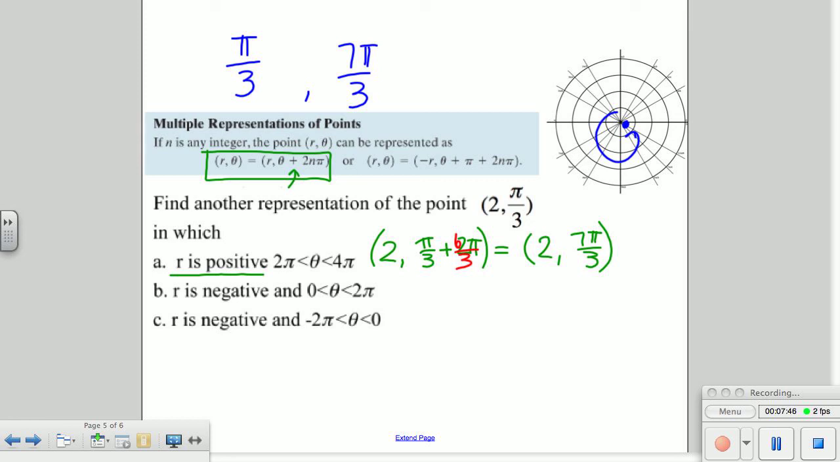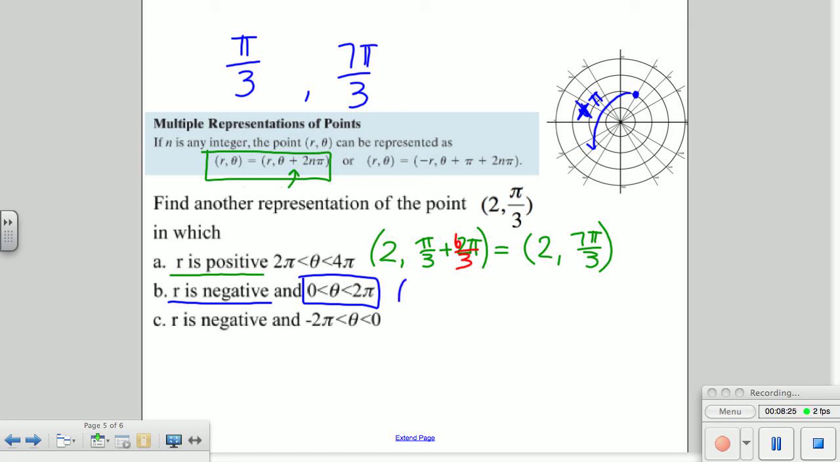Now, I want to change it just a little bit. I want an example where my radius is now negative instead of positive, and I still want to stay between 0 and 2 pi. Now think about it for a minute. The original point 2, 2 pi over 3 is right up here. If I want the radius to be negative, it means it's going to flip to the other side. So I have to add a total of pi units to my angle, or 180 degrees. That's what's getting it to flip to the other side.